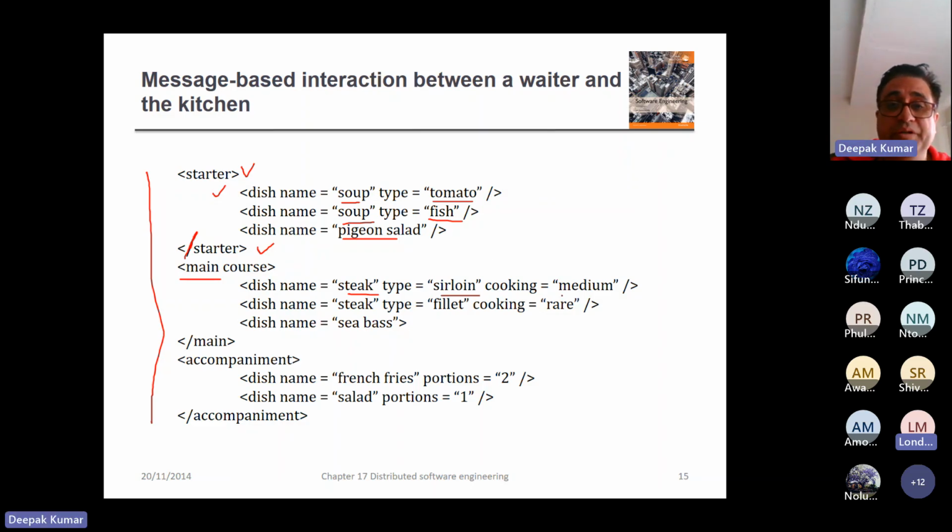Cooking medium, right? Okay, so rare probably could be like less cooked, I believe. So again, the dish is steak, the type is fillet, and the cooking is rare. That means probably it is quite raw, not too deeply cooked or deeply fried or something.